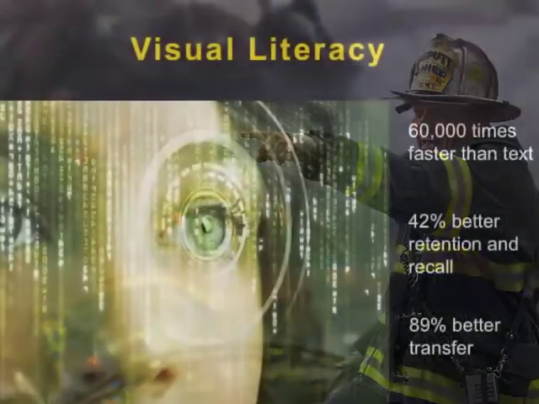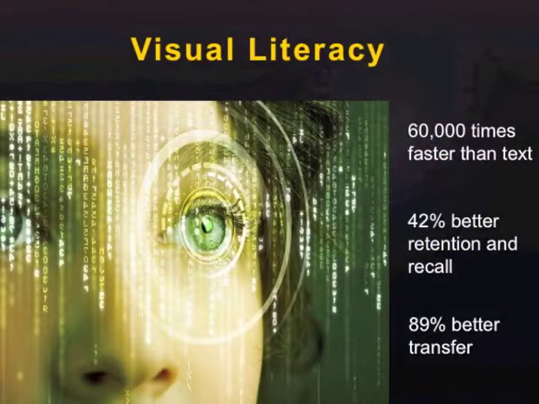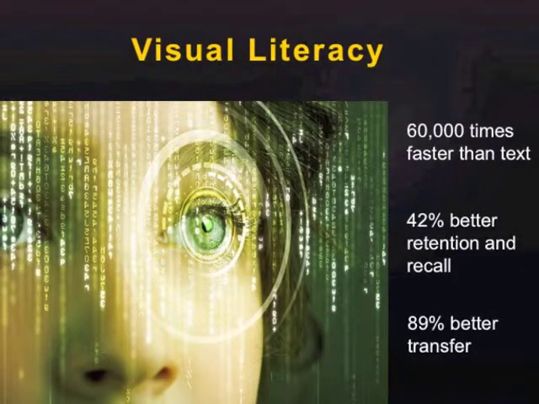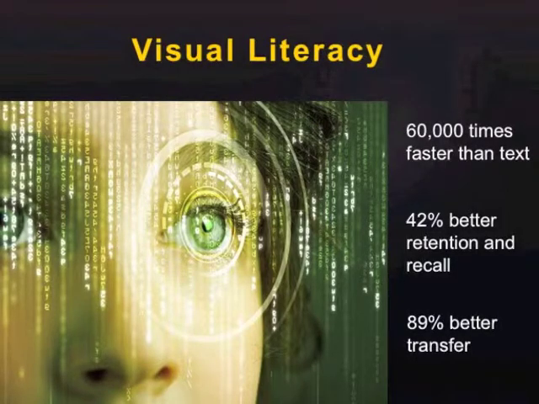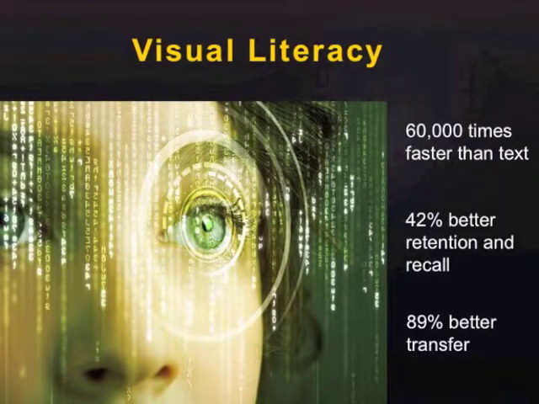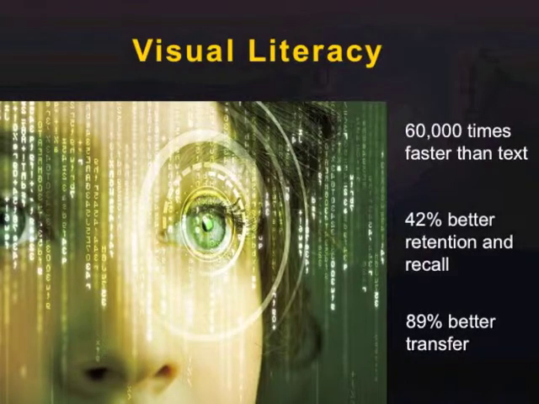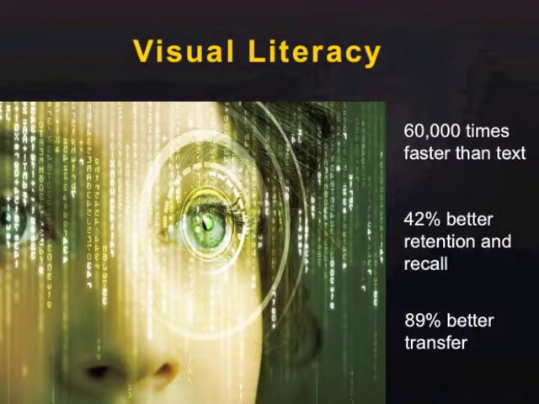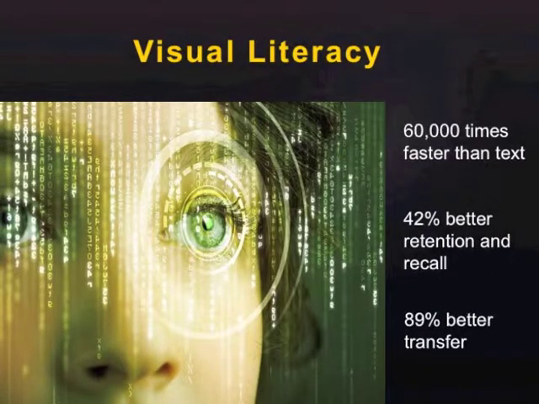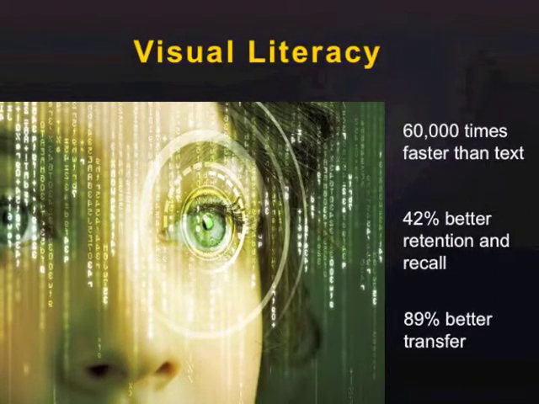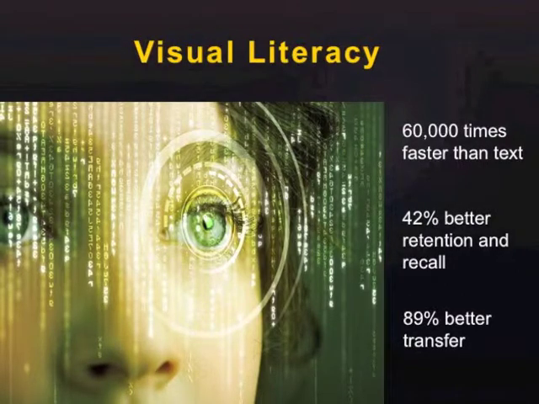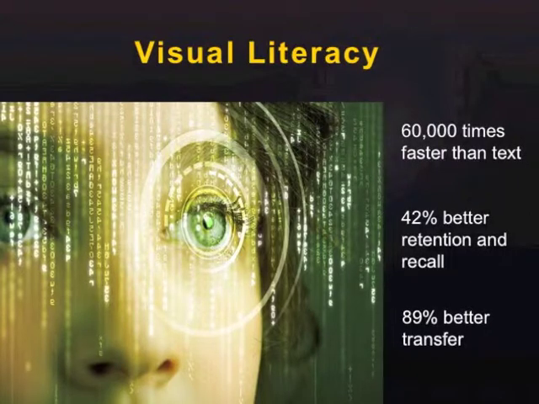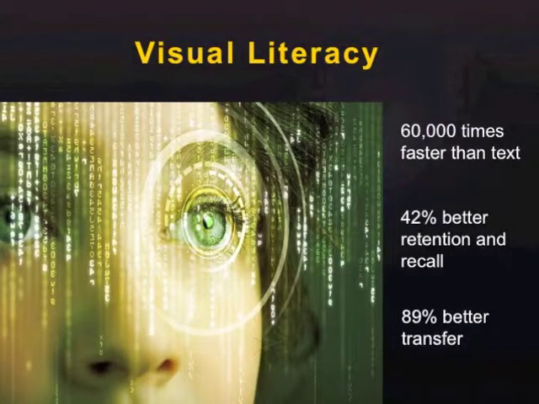Here's even more proof. Brain researchers on learning say humans are able to process images 60,000 times faster than text. Teachers who intentionally use visuals see 42% better retention and recall, and 89% better transfer of knowledge. I'm not advocating for pictures over reading, but teachers need to recognize the value of enhancing learning in many ways, using images to reinforce vocabulary and difficult concepts.